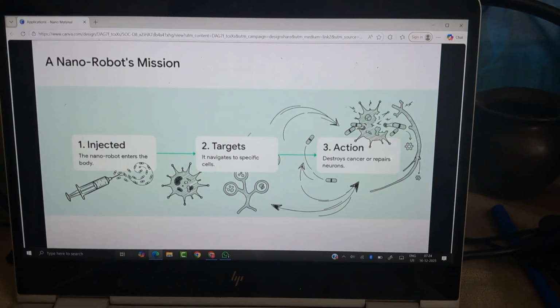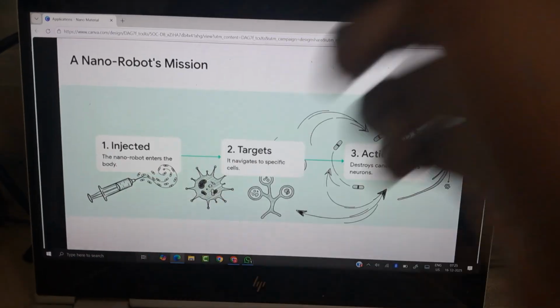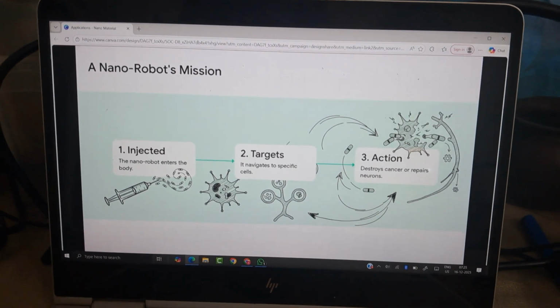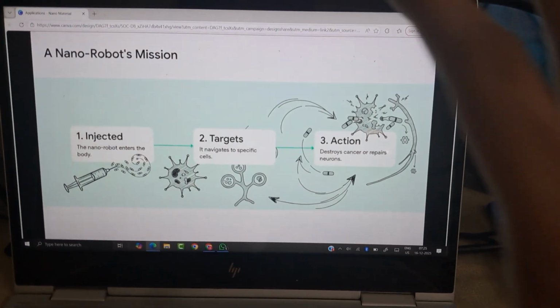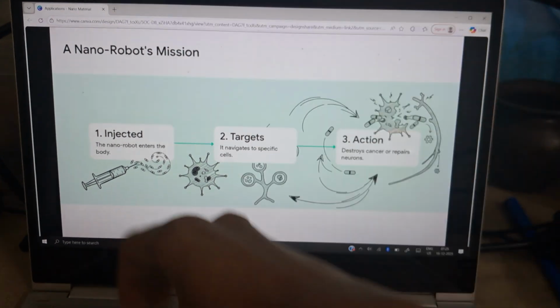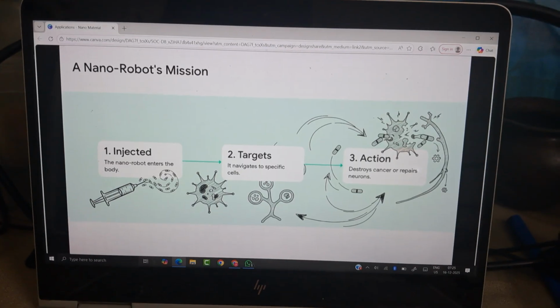Here is how the nanorobot mission happens. The nanorobot enters the body. It navigates to specific cells, which means it detects the cancer cells. When it detects the cancer cells, it destroys them, or it even repairs the tissues. In this way, nanorobots will work.